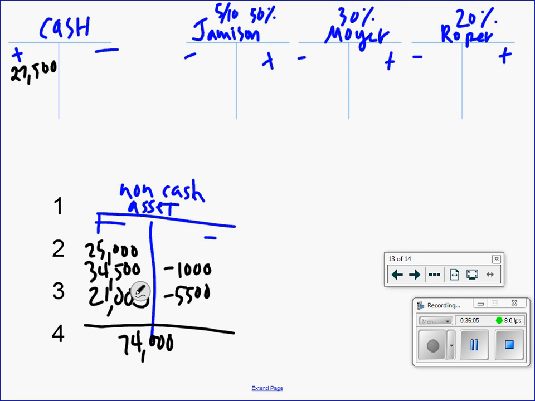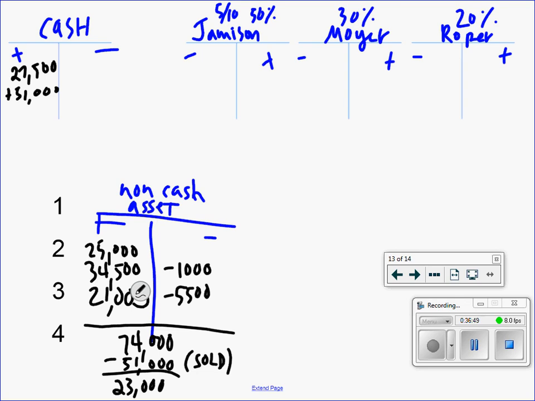What'd we sell them for? 51. Did we make money or lose money? We lost, because they're valued at 74. We sold them for 51. We had a $23,000 loss on selling our non-cash assets. We still are going to see plus 51,000 here under cash because we got 51,000 in our pocket. It's just that we experienced a loss.